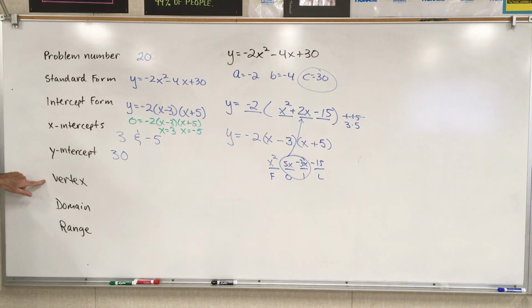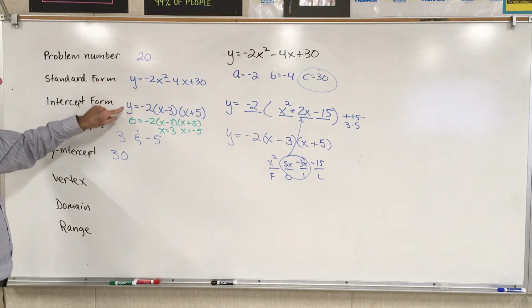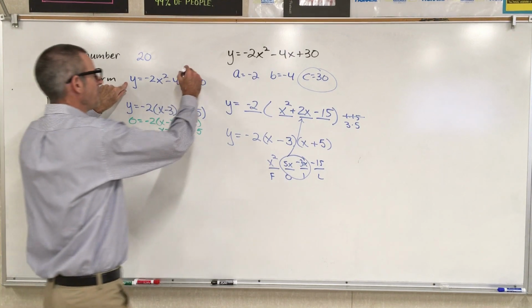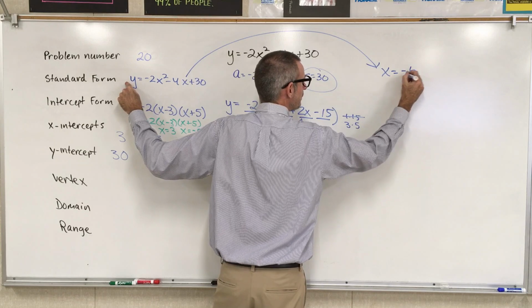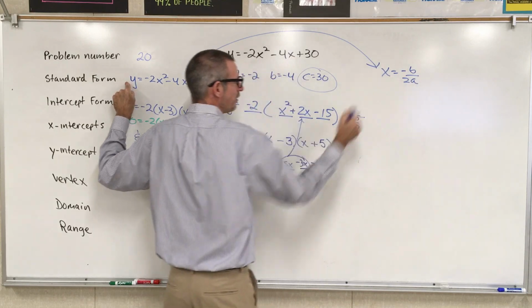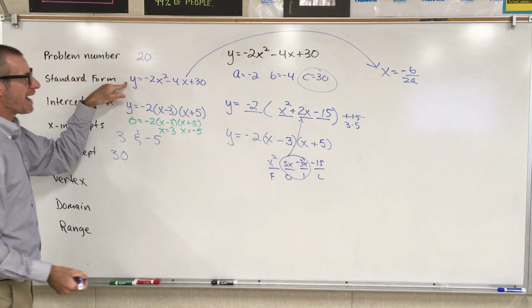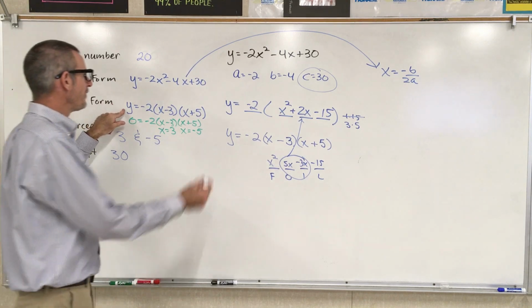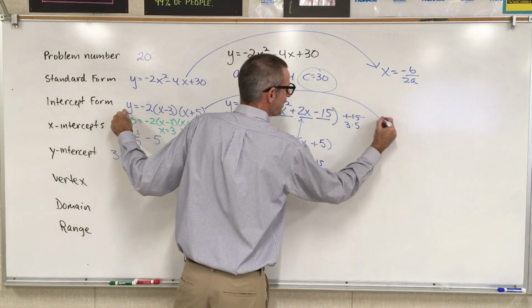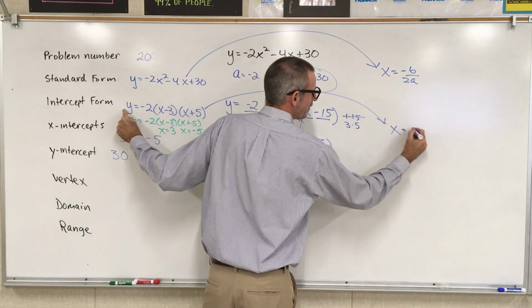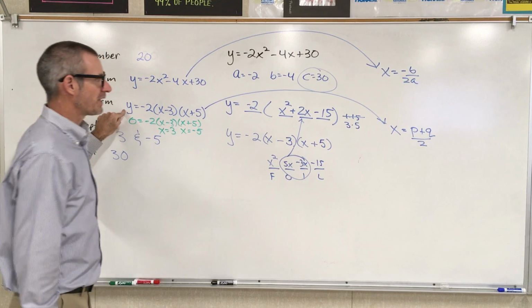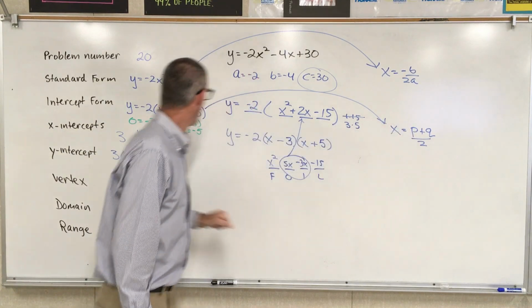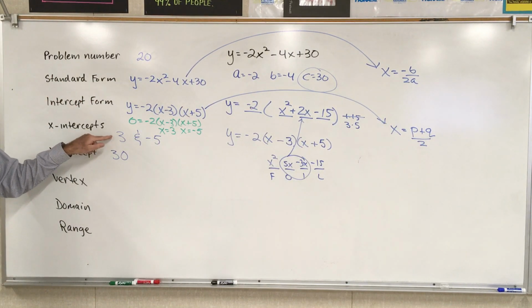Now, to find the vertex, there's 2 ways that you can do it. You can use standard form or you can use intercept form. If you use standard form, you will need to use that equation there to find the x-coordinate of your vertex. If you use intercept form, you will want to use this equation to find the x-coordinate of your vertex. And remember, P and Q are your x-intercepts.